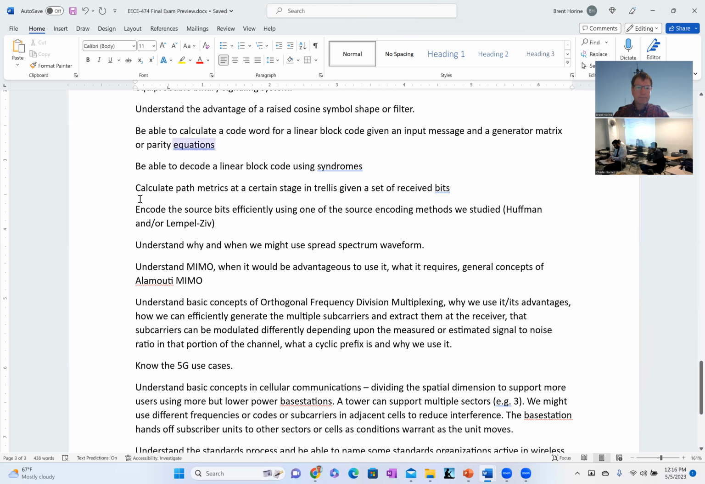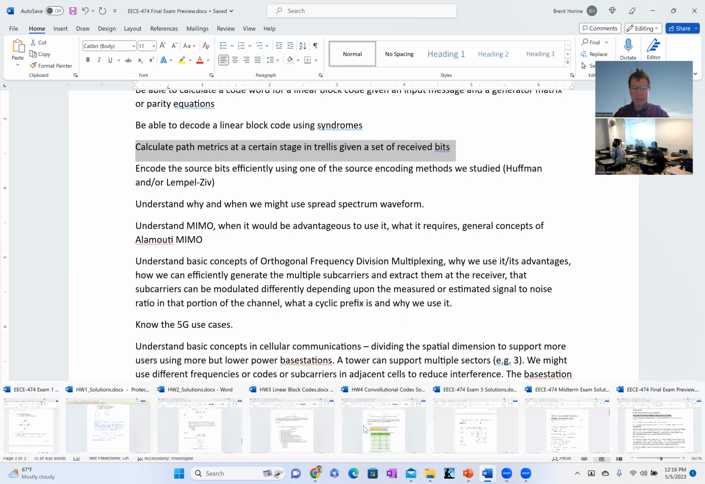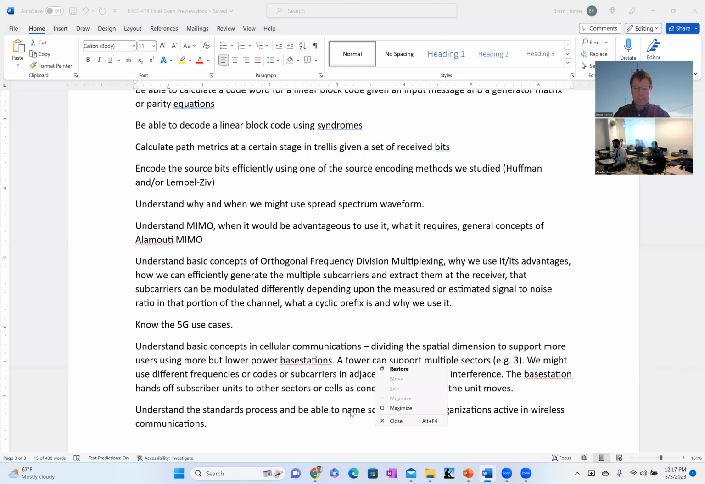So then we also calculate the path metrics at a certain stage in a trellis given a set of received bits, right?